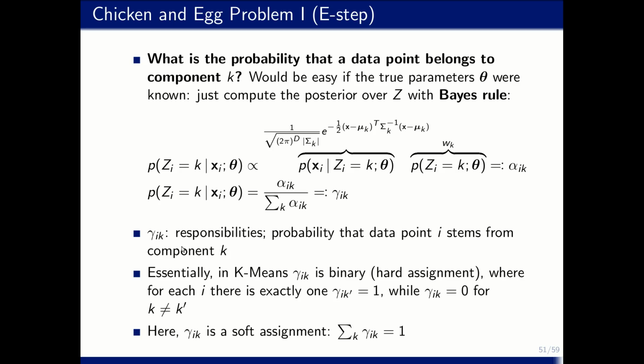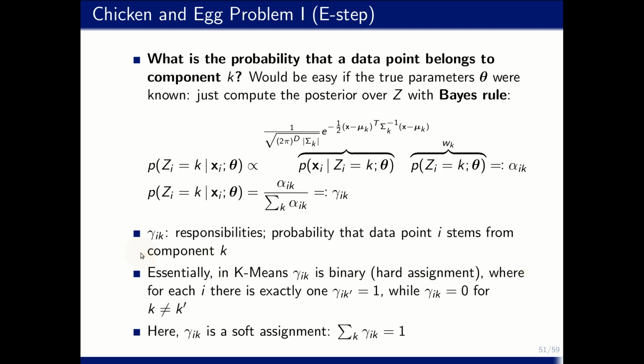And essentially in k-means, we also implicitly had these gamma ik's, but they were binary and a hard assignment. So essentially each data point i, the ith data point, was assigned to exactly one component. Therefore, there was one k prime where gamma ik was exactly 1, and all the other gamma ik's would be 0 for all k's not equal to k prime. So in k-means this assignment was hard and a binary vector, and here we essentially have a soft assignment.